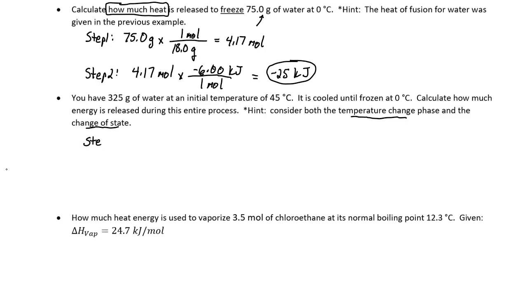Step number 1, we have to change grams into moles, just like we did on the last 2 questions, because it doesn't give us the moles to begin with. So write down the given quantity in grams and make the conversion into moles. Our substance is still water, so 18.0 grams for every 1 mole. The result on the calculator is 18.06 moles. That is how much water we're cooling off and then freezing.